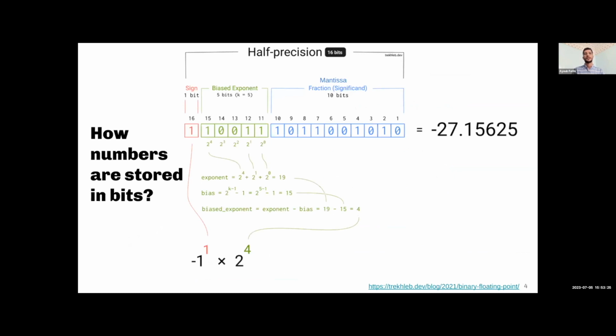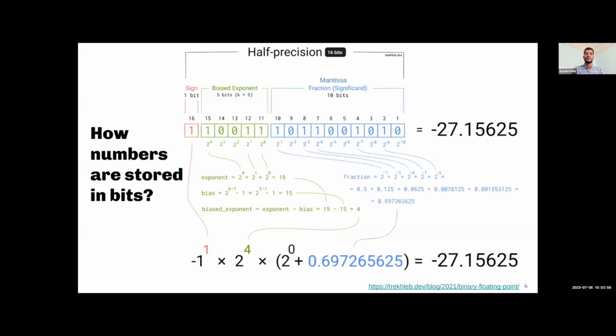The next set of bits represent the biased exponent. It controls how far and in which direction to move the decimal point in the fraction. And the exponent is represented in a biased form to allow for positive and negative exponents. The bias is a function of the number of bits reserved for the exponent. And the biased exponent is then used to calculate the actual exponent value, 2 to the power of 4 in this case. The remaining bits represent the mantissa, also known as the significand or fraction. And these bits represent the fractional portion of the number in binary form.